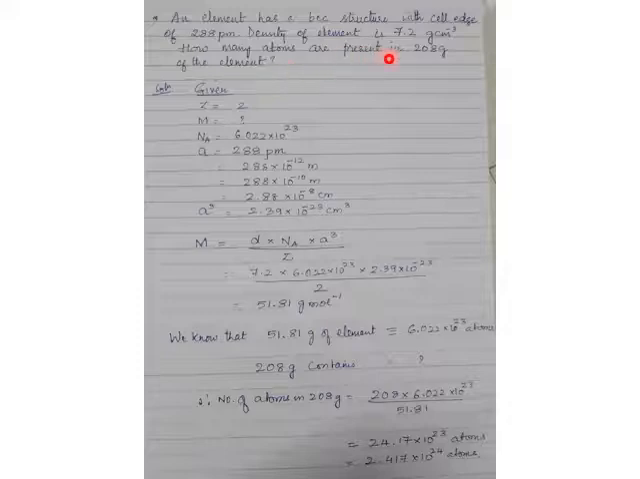In the question they have asked how many atoms are there in 208 gram of the element. So 51.81 gram of element contains Avogadro number of atoms. 208 gram will contain how many atoms? Cross multiply. So upon cross multiplication, you will get number of atoms in 208 gram is equal to 208 into Avogadro number divided by molar mass. So finally, you will get the answer as 2.417 into 10 raised to 24 atoms.